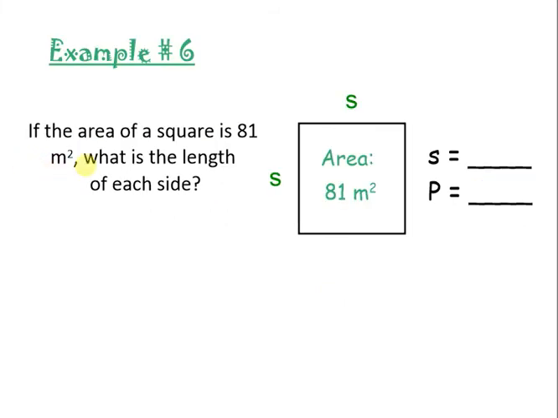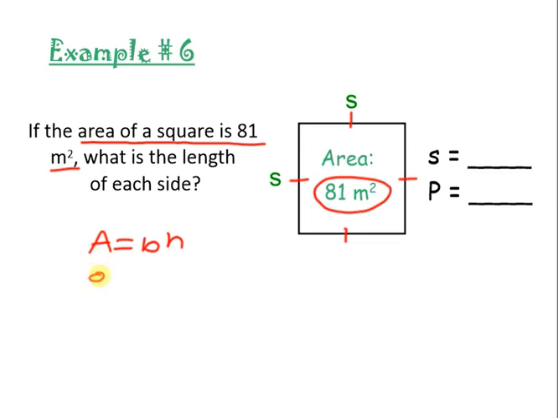So again, same thing. I'm going to give you the area of the square, and I'm going to tell you that it is 81 meters squared, okay? It's a square, so all of the sides are the same, all right? So we have the formula area equals base times height, but I'm giving you the area, so you're going to have to tell me the base and the height.